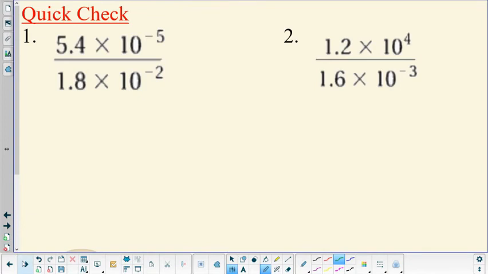All right, so here's a quick check. Before we move on to a showdown, to see how you guys did, I want to make sure that you're understanding how to do these. So go ahead and pause your video, try these two, and then we're going to have a showdown.